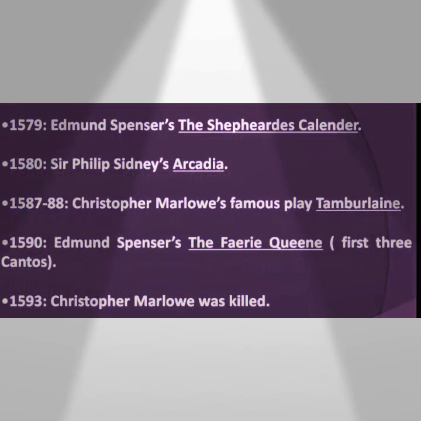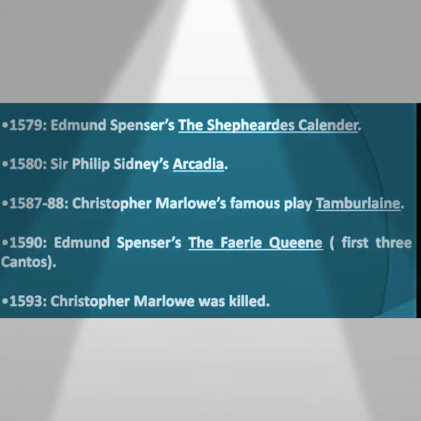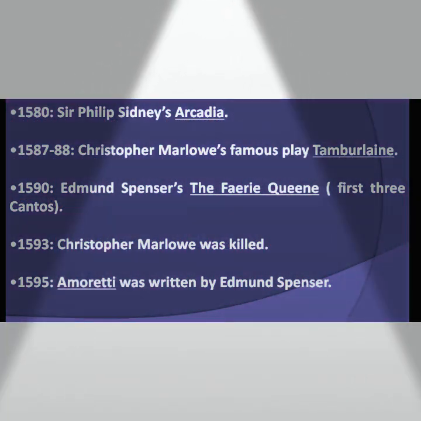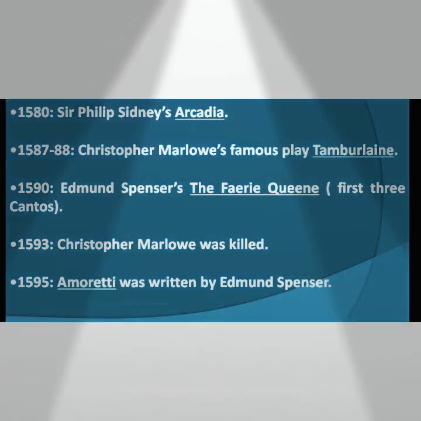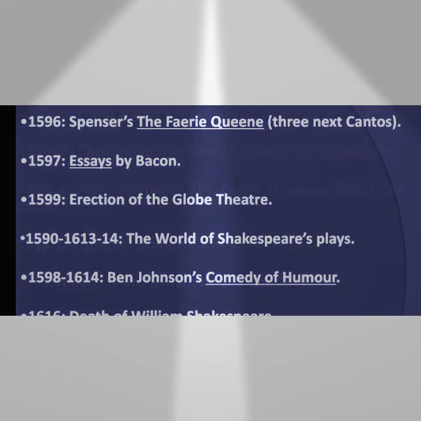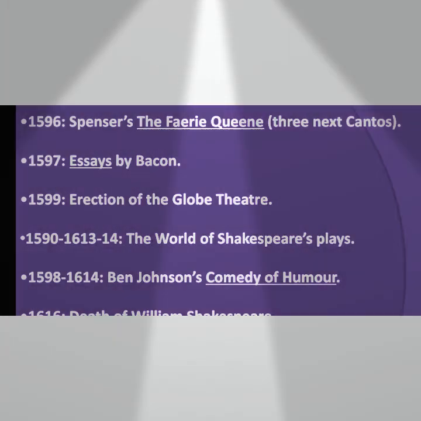Next we have 1587 to 1588, which is important for Christopher Marlowe's famous play Tamburlaine. And then the year 1590 is important because of Edmund Spenser's The Faerie Queene. And then in the year 1593, Christopher Marlowe was killed. And in the year 1595, Amoretti was written by Edmund Spenser. Later we have the year 1596, which is important for Spenser's The Faerie Queene.